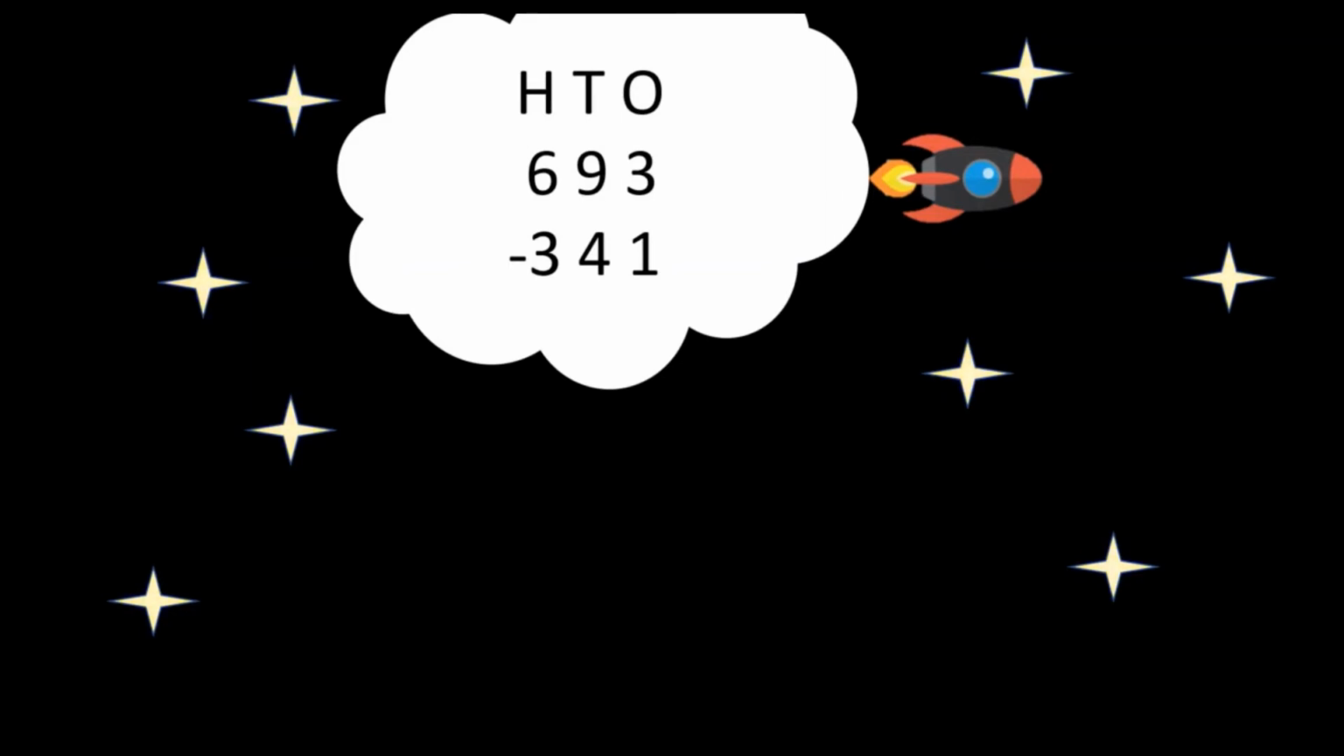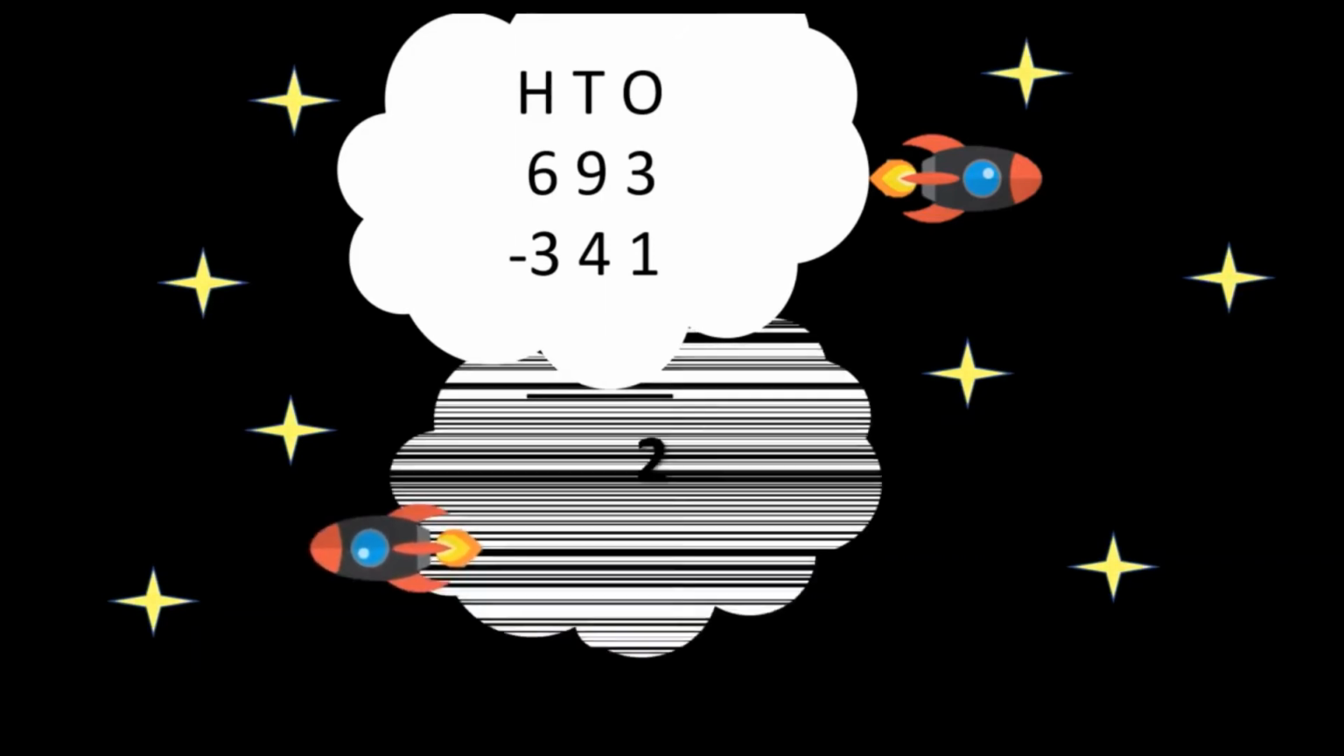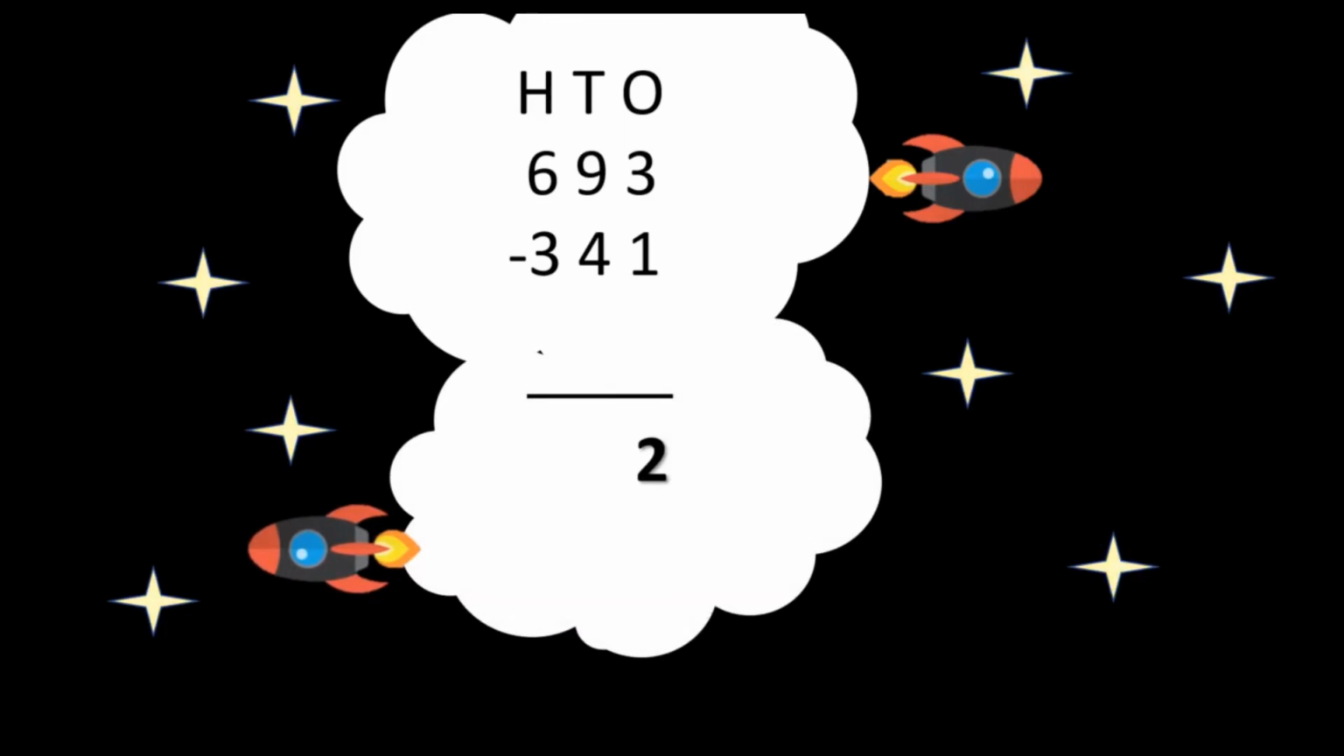693 minus 341. So we will remember that we have to begin the subtraction from the ones place. The number in the ones place here is 3 minus 1. So the answer is 2. The next is 9 minus 4 and the answer is 5. 6 minus 3 is 3. So the answer we get is 352.